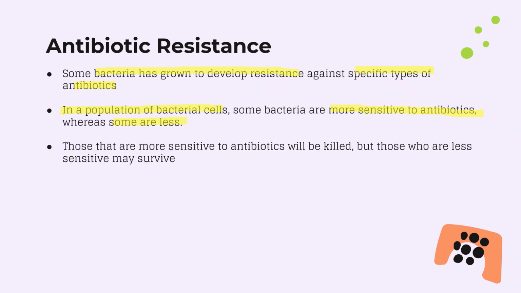Those that are more sensitive will of course be killed because they are being triggered. The antibiotic will kill them. And for those who are less sensitive, they might not be killed. They might survive. And bacteria can reproduce pretty fast. They will grow and they will grow and they will grow. And those bacteria that are not killed by the antibiotics will continue to grow and reproduce.